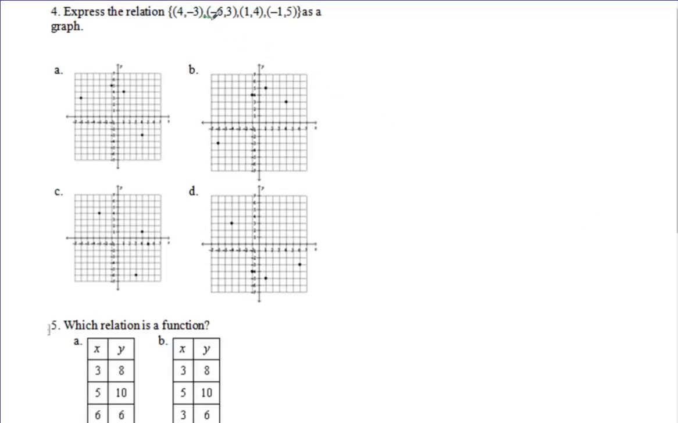Okay, number 4, express a relation as a graph. This is just a fancy 8th grade way of saying plot the points, which you did since 6th grade. So I know all my kids got this around, but you probably missed it because you forget that it goes x comma y, right? So our first point, 4, -3, which means 4 to the right and 3 down.